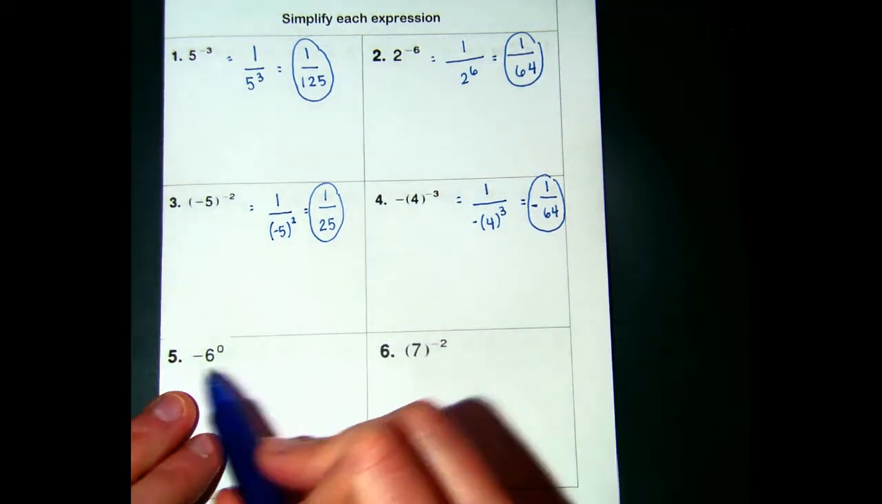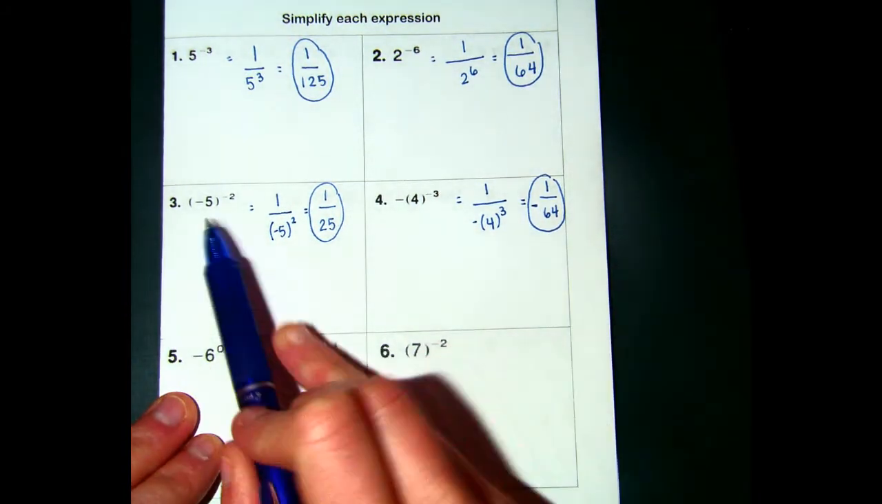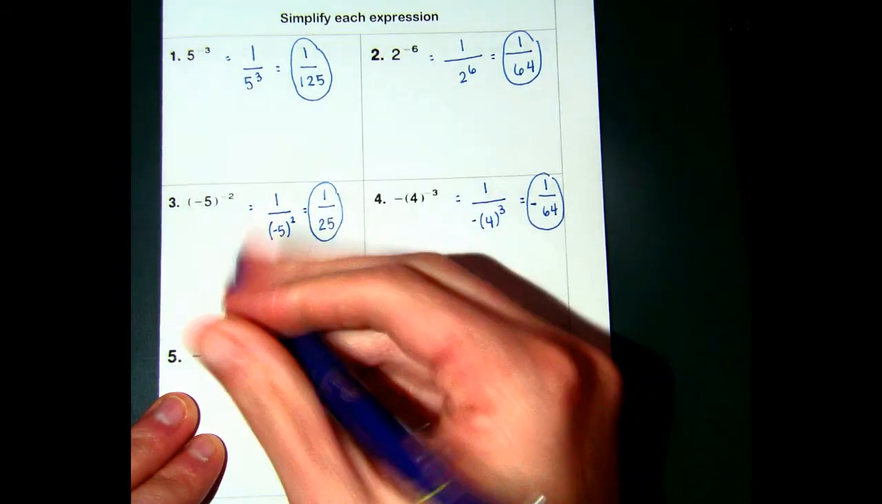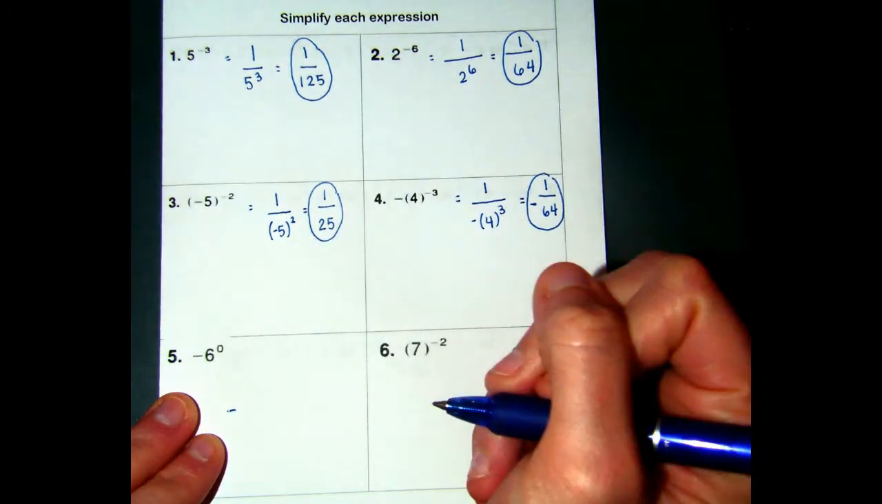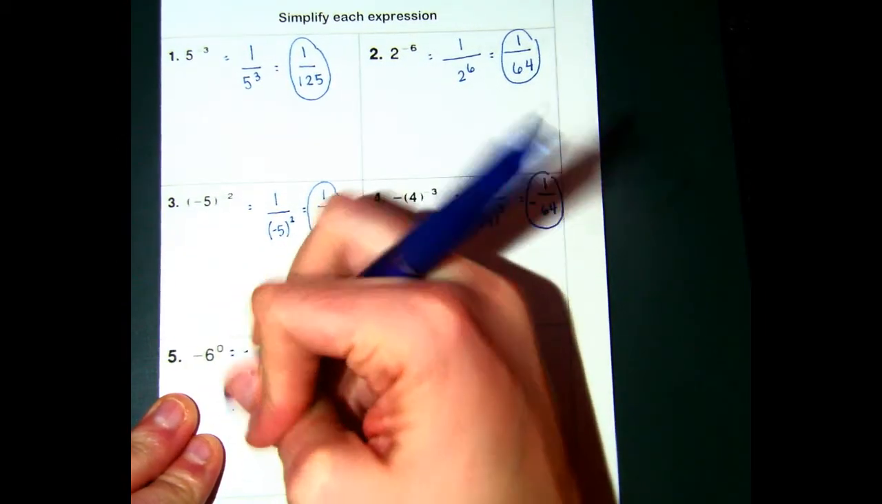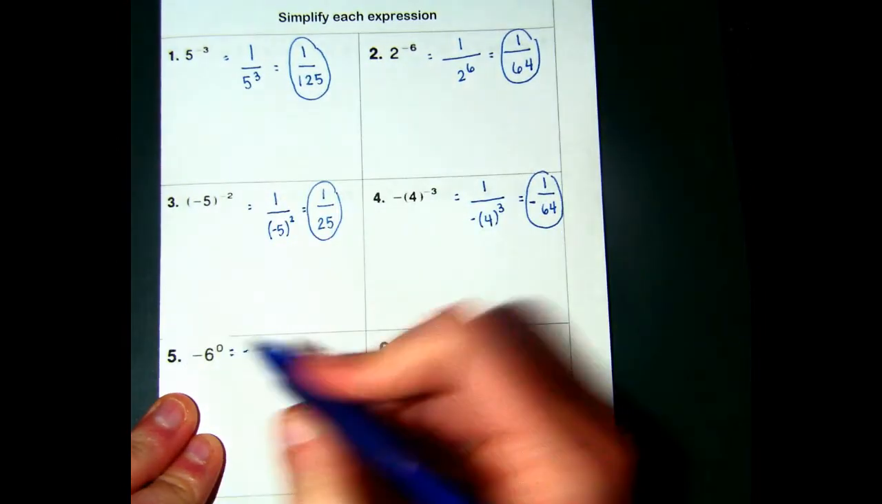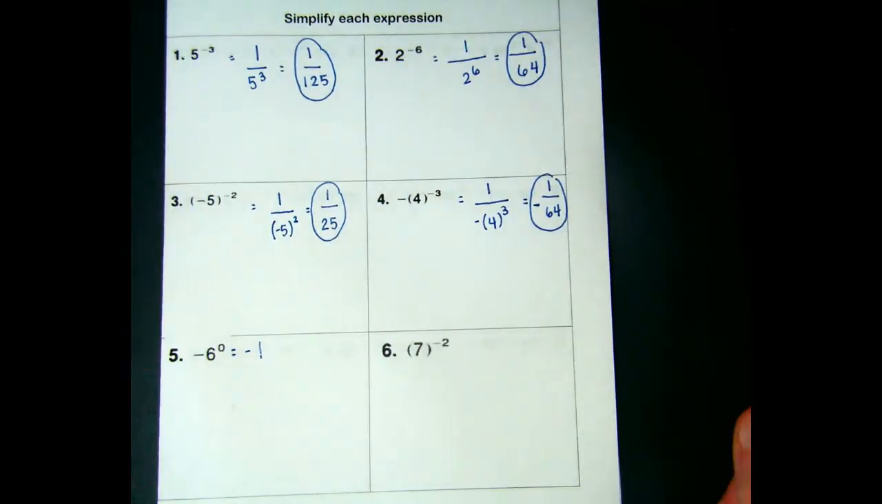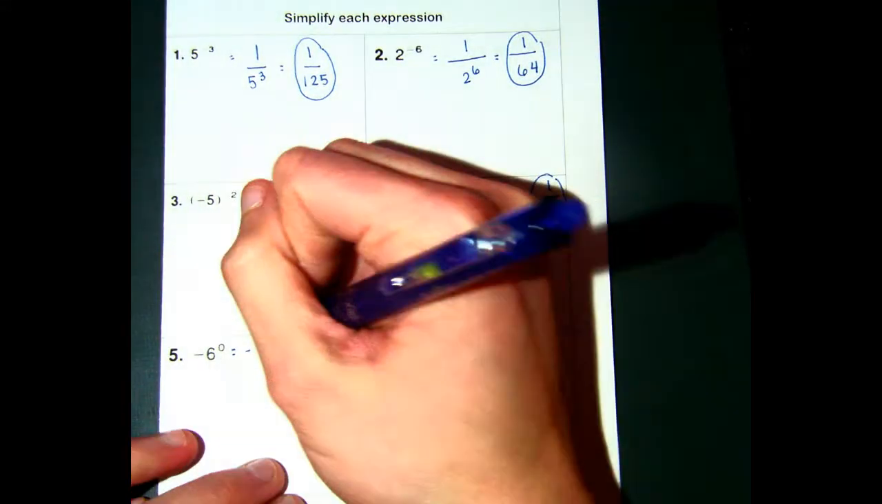Okay. Likewise with this one, if there's just a negative in front, there's no negative inside parentheses like there was here, my final answer is going to be negative. I don't know what yet, but it's going to be a negative. Anything raised to the 0 power is 1. So my solution for number 5 is negative 1.